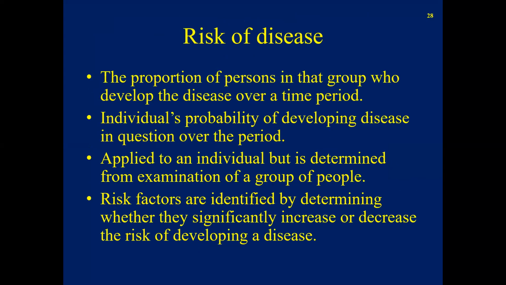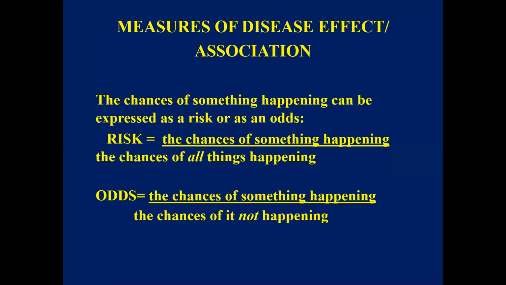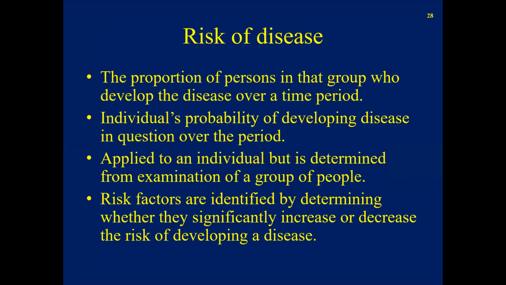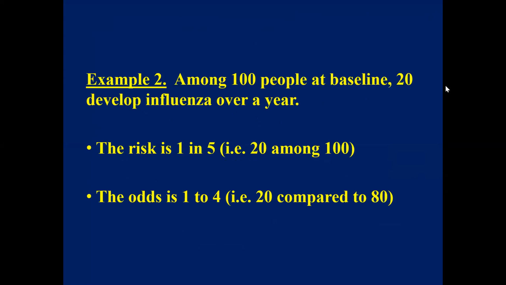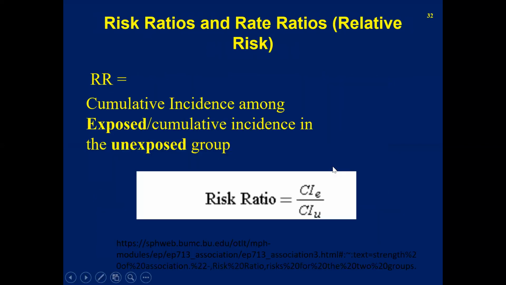So the risk of the disease means the proportion of persons in the group who develop the disease over the time period, or it is like an individual probability of developing the disease over a particular time. Risk is a proportion, but an odds is a ratio. So odds is a special type of ratio. For example, when we say the risk is 1 in 5, that is 20 among 100. The odds is 1 to 5, meaning 20 compared to 80. So that is the difference.